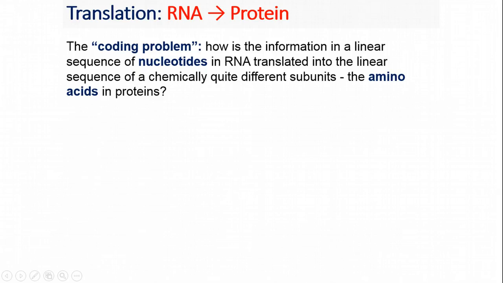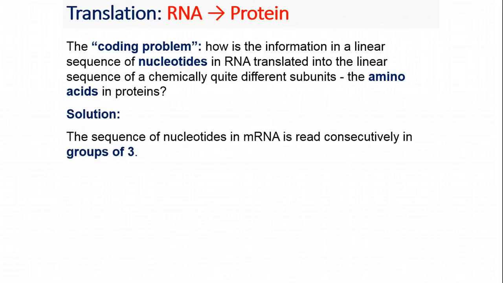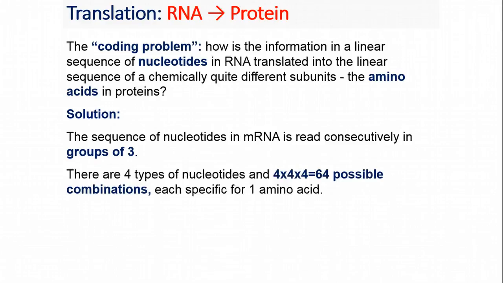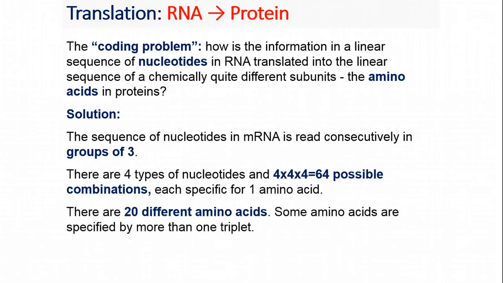Now we run into something called the coding problem, and that is the question: how is the information in a linear sequence of nucleotides, which is our mRNA, translated into the linear sequence of a very chemically different subunit, which is the amino acid? And the solution to this is that the sequence of nucleotides in mRNA is read consecutively in groups of 3 nucleotides. We call these groups of 3 nucleotides codons. So 3 nucleotides in a row is called a codon.